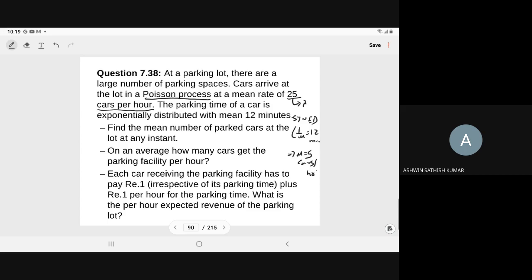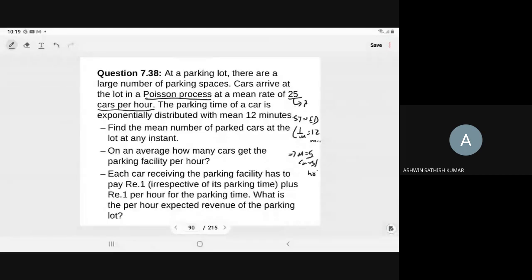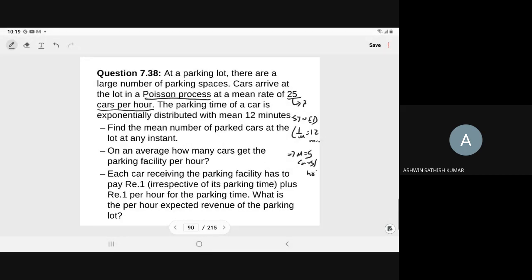Find the mean number of parked cars at the lot at any instant. So how many cars are there? On an average, how many cars get the parking facility per hour? And third question, each car receiving the parking facility has to pay rupee 1 irrespective of its parking time, plus rupee 1 per hour for the parking time. What is the per hour expected revenue of the parking lot?